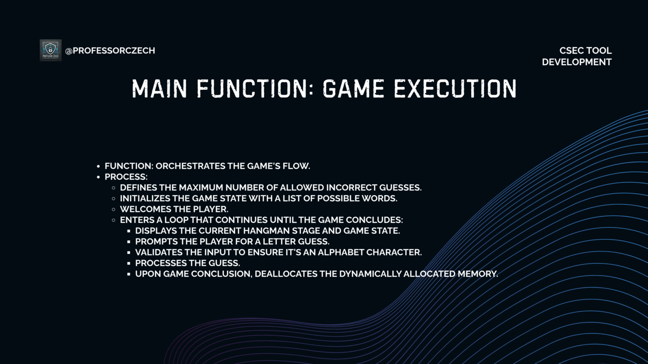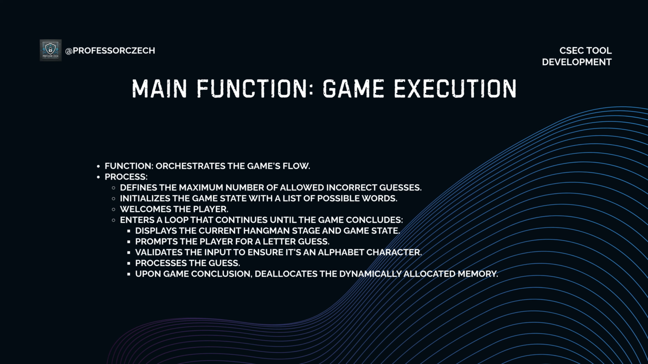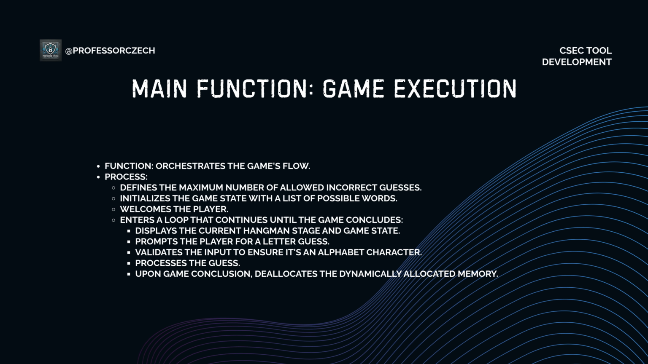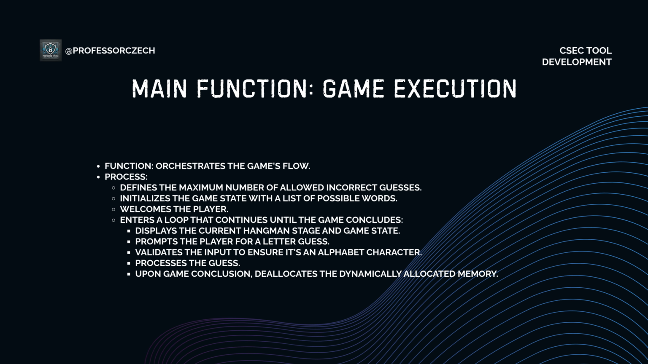Last but not least, we have our main function for the game execution. It orchestrates the game's flow and defines the maximum number of allowed incorrect guesses, initializes the game state with a list of possible words, and welcomes the player. It enters a loop that continues until the game concludes and displays the current hangman stage and game state. It prompts the player for the letters to guess and validates the input to ensure it's an alphabet character, and then processes the guess. Upon the game conclusion, it'll deallocate the dynamically allocated memory.